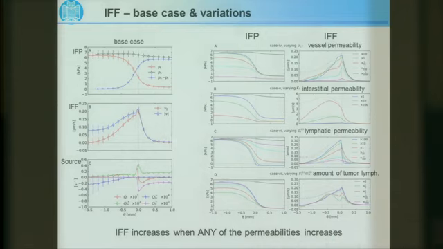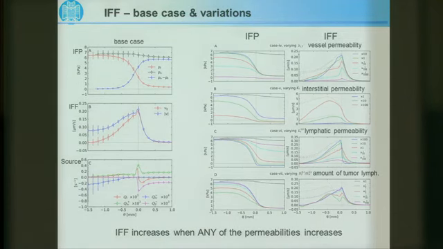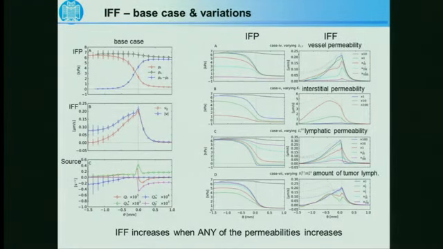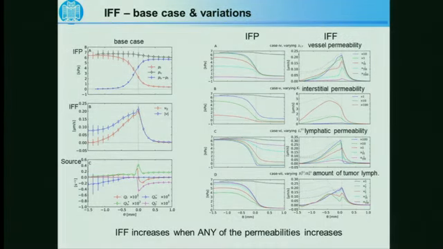With these variations, we vary various permeabilities: vessel wall permeability, interstitium permeability, lymphatic permeability. Lymphatics are outside the tumor, and the liquid has to pass a particular resistance in order to go into the lymphatics, so they also have permeability. And so on. Then you find that interstitial fluid flow increases when any of the permeabilities increase.